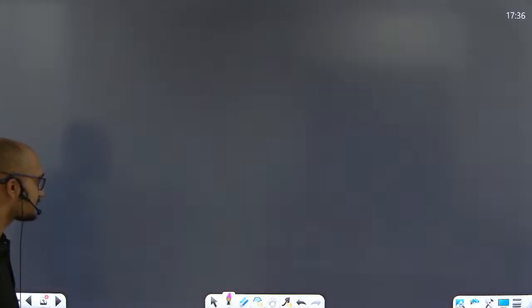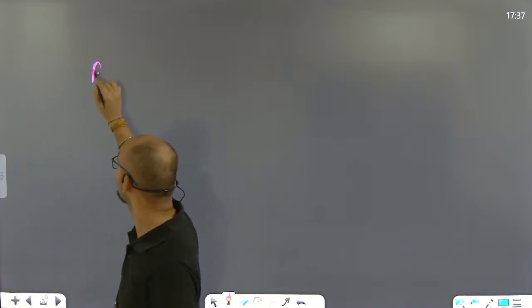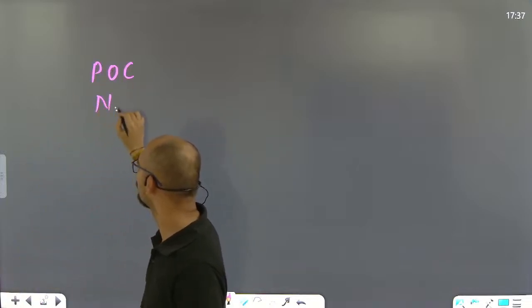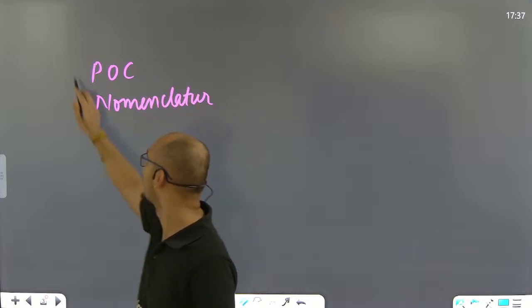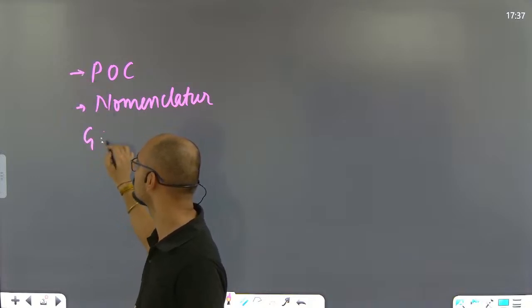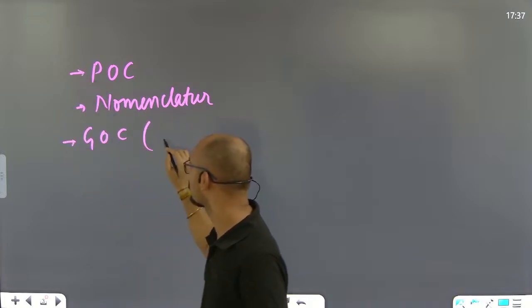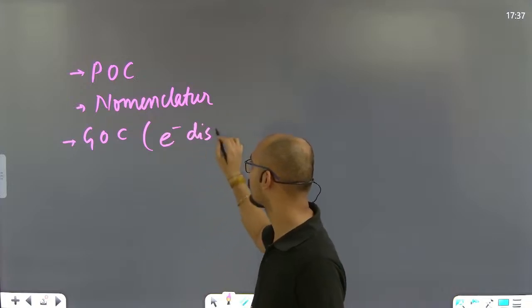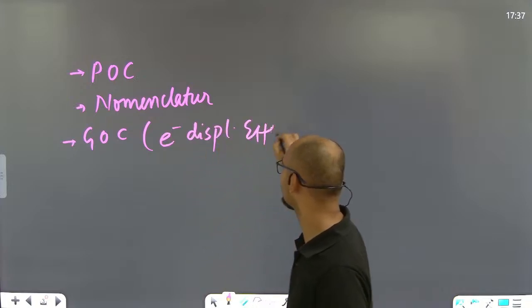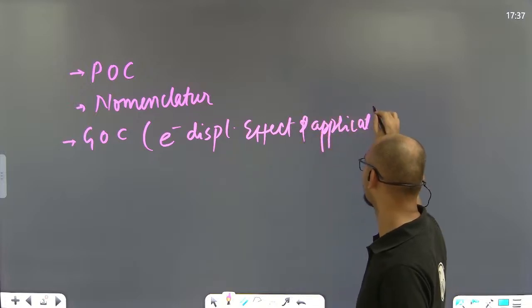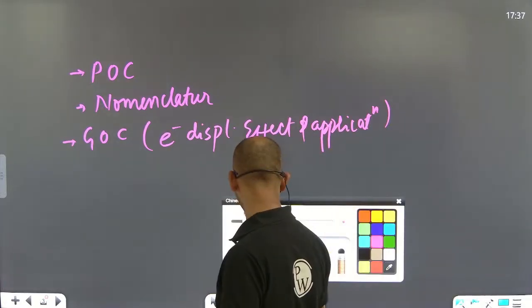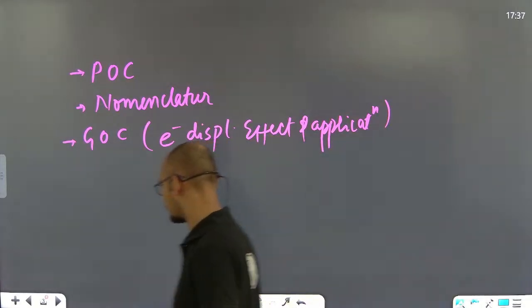What are the things we are going to study today? Basically, today we are going to study practical organic chemistry, POC. Then we are going to talk about nomenclature, not much nomenclature, and we are going to talk about GOC. In GOC, we will be talking about the electron displacement effect and their application. That is what we are going to study. So this is something that we will be covering today. So let's start today's session.